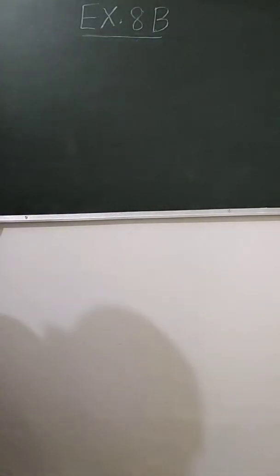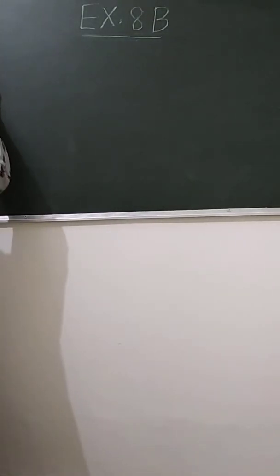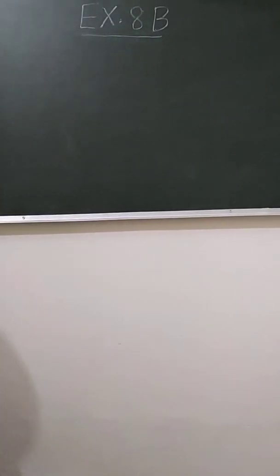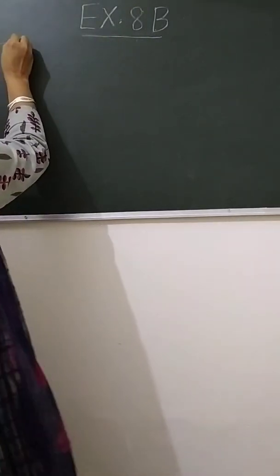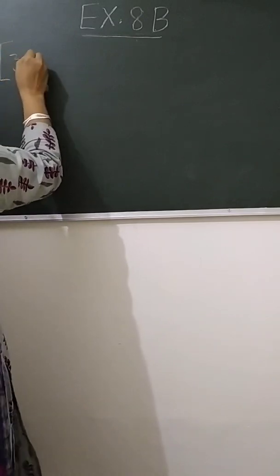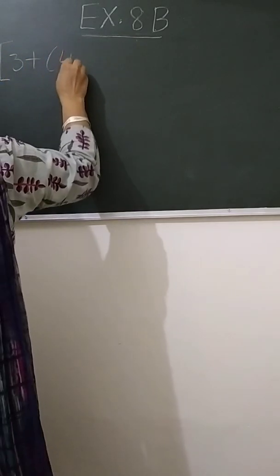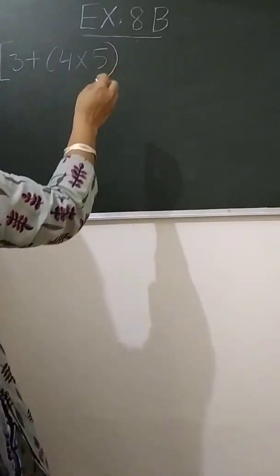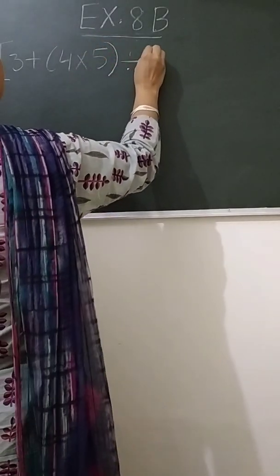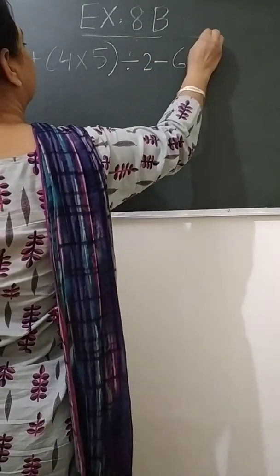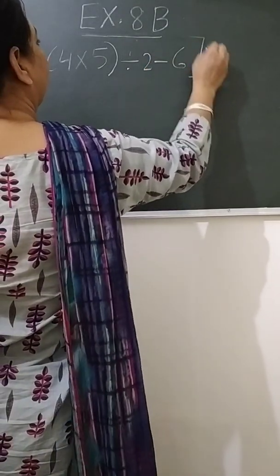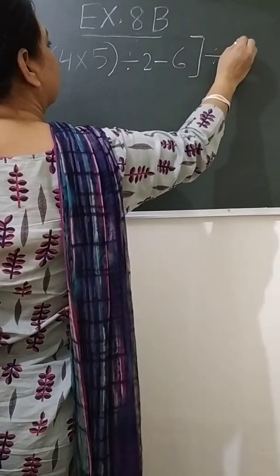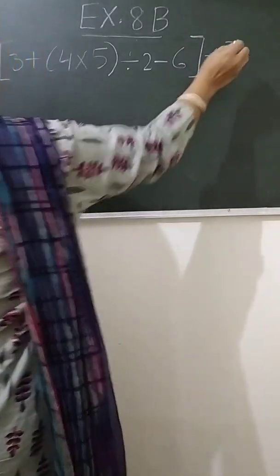Come to the next question, 11. This question is 3 plus 4 into 5, divided by 2 minus 6, divided by 7. This is the question. Look here.